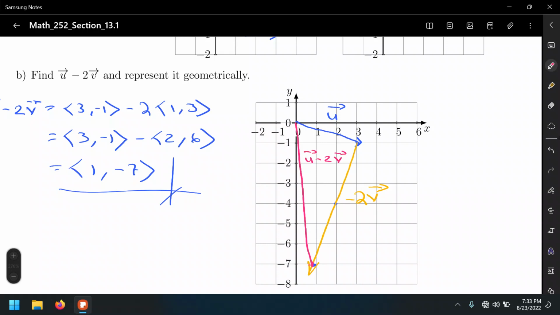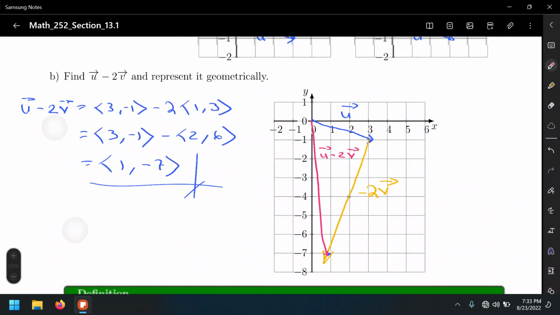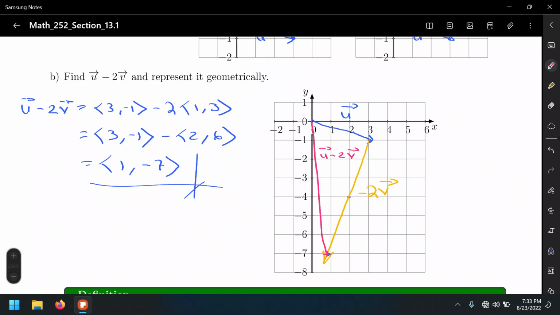And what are the components of this vector? Isn't it 1 and negative 7? Yeah. Just the same way we got it algebraically. Yep. So whatever we do from the geometric point of view should be consistent with whatever we do algebraically. If for some reason you notice anything weird, double check your signs, double check the interpretation that you do for the negative sign in front of a vector.